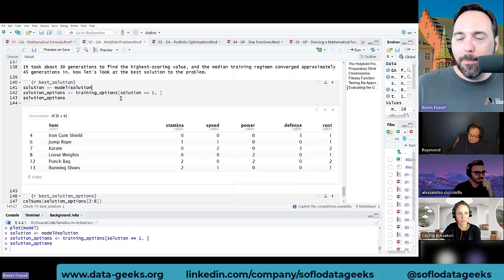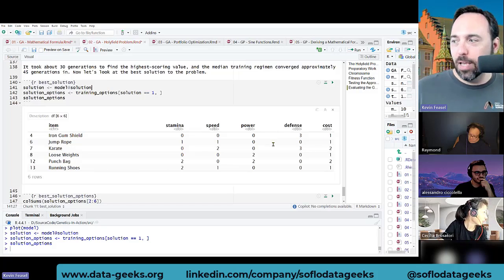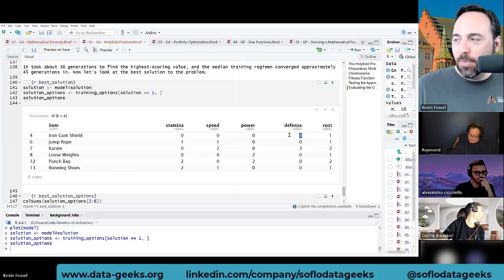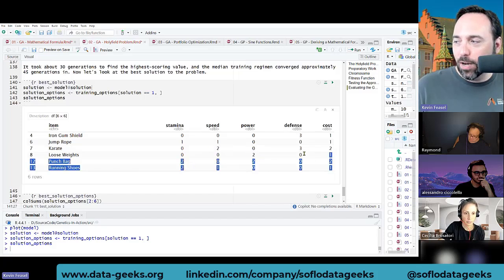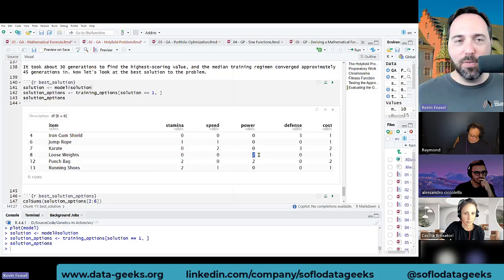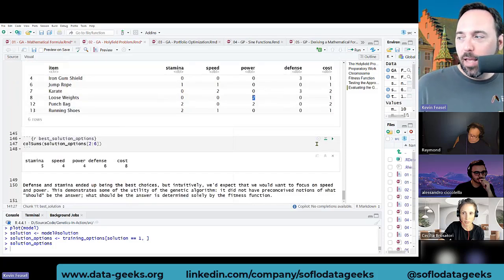But my model solution, my best outcome, given this information, would be iron gum shield, jump rope, karate, loose weights, punching bag, and running shoes. And you can see a whole bunch of low-cost items that tend to be pretty effective, like 3 defense. So, but that said, we can see that there are several of these where it's a cost of 1 and a skill value of 2. That seems to be how I'm able to maximize my outcome.